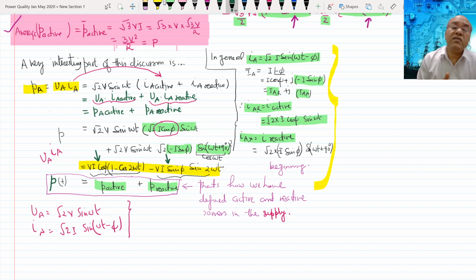In the next lecture, I will start with a new control algorithm, a new discussion that is called instantaneous symmetrical component theory.